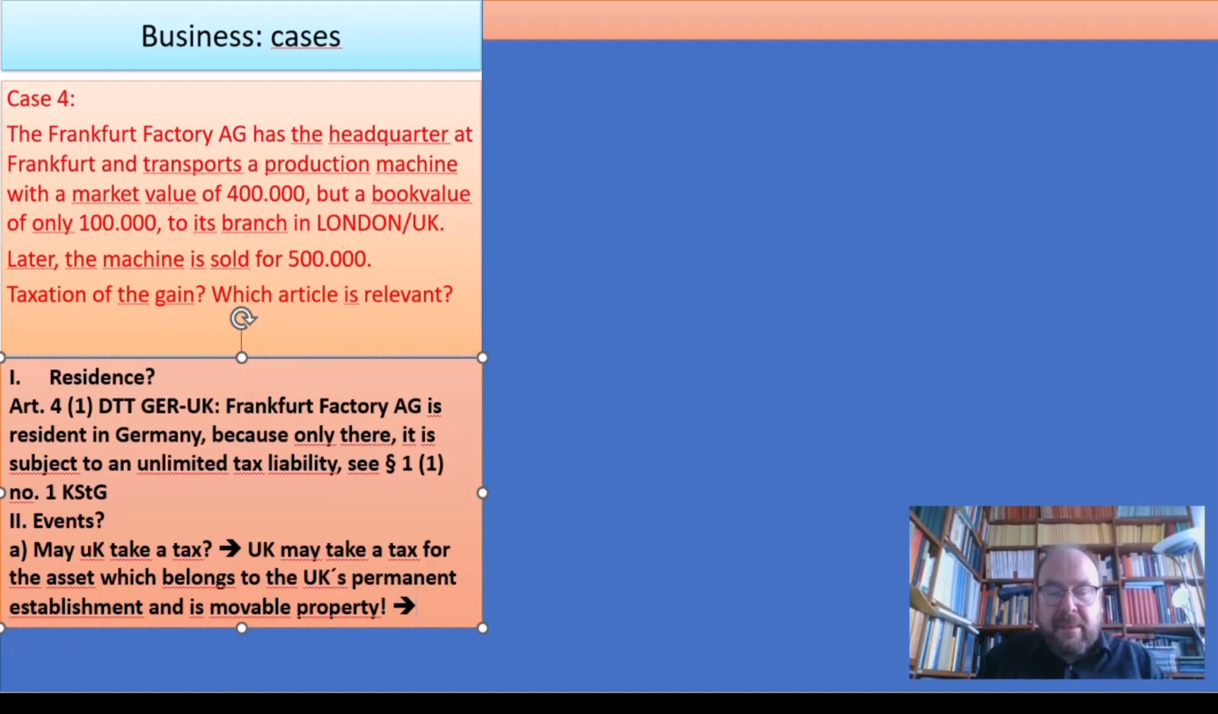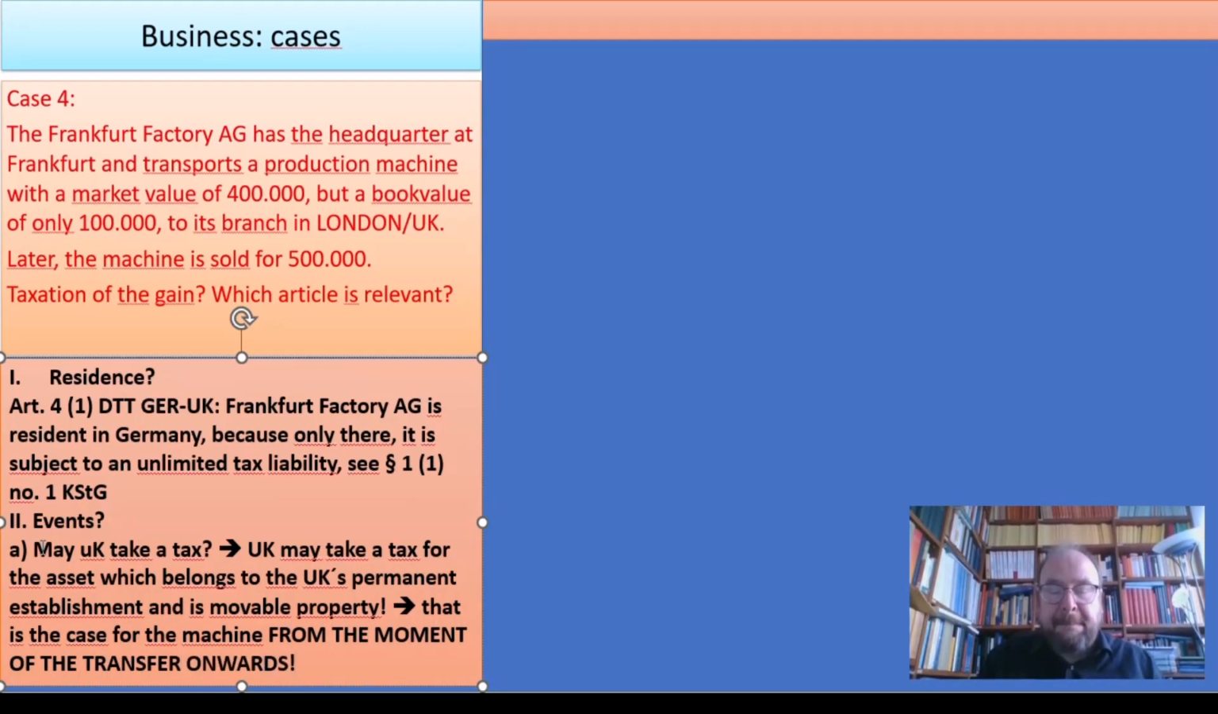Now, that is the case for the machine, but only from the moment of the transfer onwards. And that has an interesting consequence, because there are now two possible ways to interpret that. The first possible interpretation would be that you say, okay, from the moment onwards when that good crossed the border, Germany is completely out and is only allowed to tax until the last moment when the good crosses the border, and then Britain is allowed to tax the whole 400,000 of a later profit.